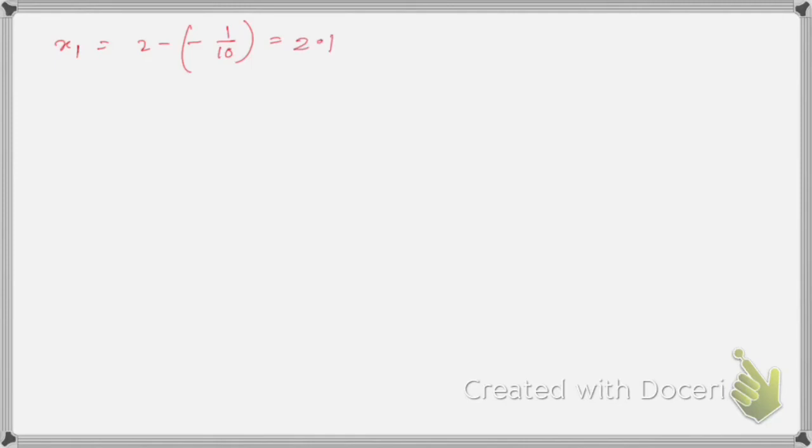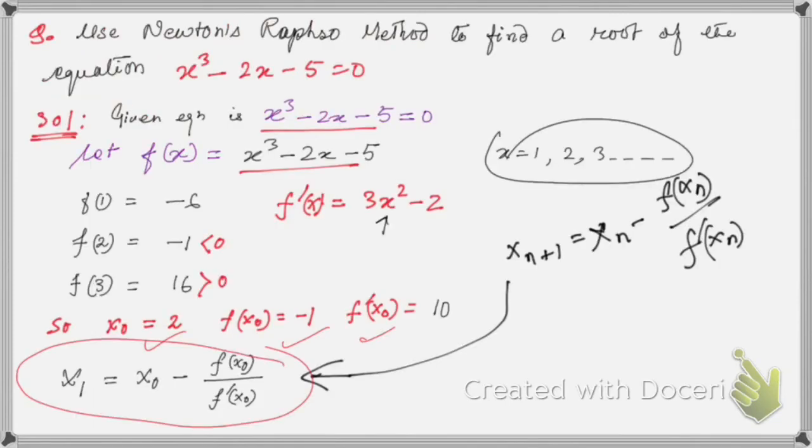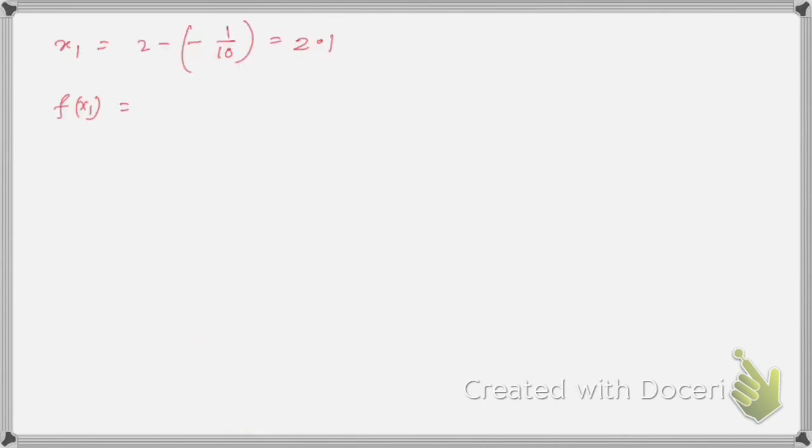Similarly, you can find f of x1. If you put the value of x1 in f of x, you will get f of x1, and if you put the value of x1 in f dash of x, you will get f dash of x1. I am using the calculator here directly and writing the values. The values are f of x1 equal to 0.061 and f dash of x1 equal to 11.23.